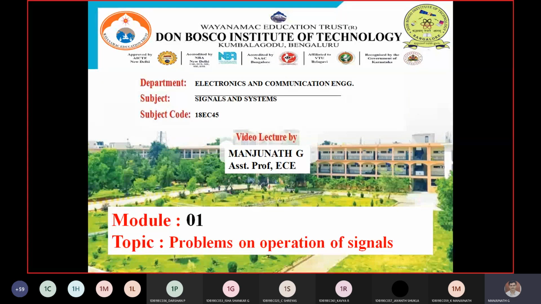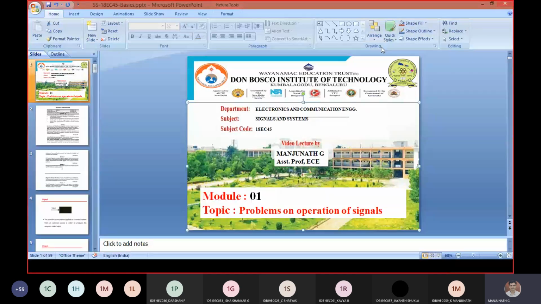Then the last one was time scaling. In that we went through two different categories: one is called compression and one is called expansion. If it is compression, we have to maintain divide by 2 logic. If it is expansion, we have to perform multiply by 2 logic. And we tried to solve a few problems. So we'll continue with the next level of problems.